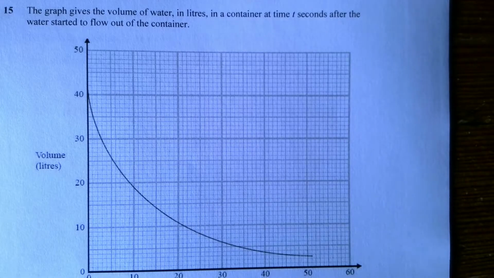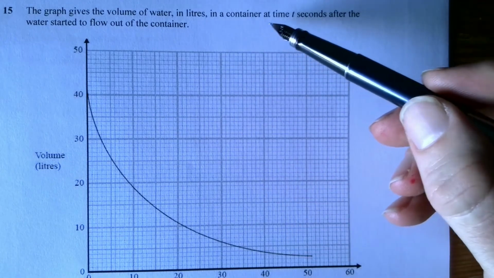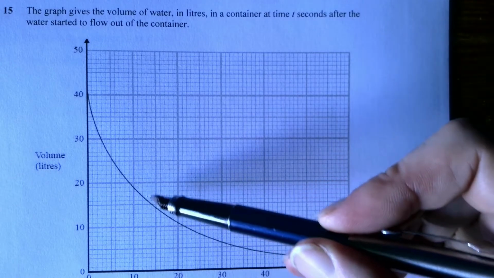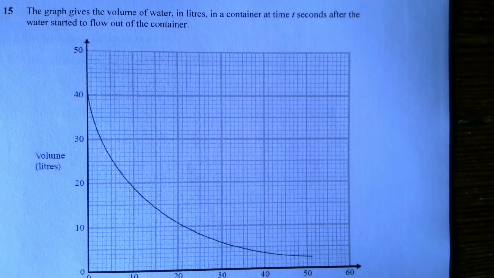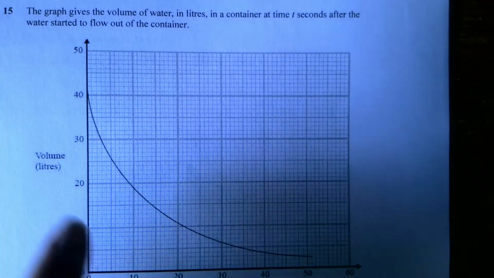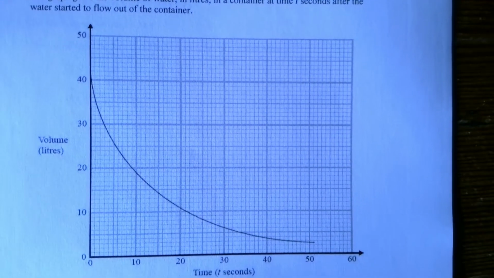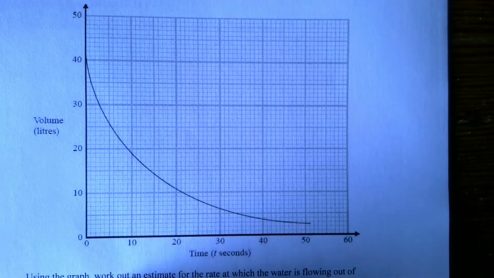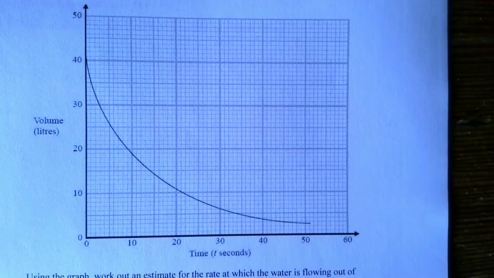Now, I'm not sure we've actually done this in class, but it's not actually that tricky, folks. The graph is giving the volume of water in litres in a container at time t seconds after the water started to flow out of the container. So the speed at which it's going is dropping off over time. It starts at a faster rate, and as there's less pressure, as it gets lower, it's going to be coming out less. So using the graph, work out an estimate for the rate at which water is flowing out of the container when t equals 12.